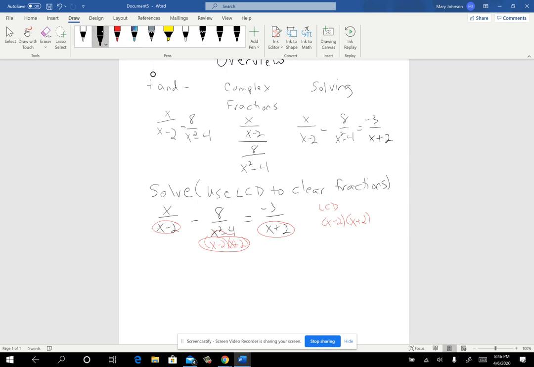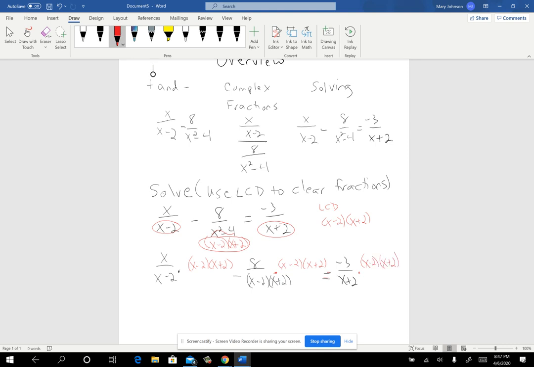Okay, so I'm going to take the x over x minus 2 and multiply by x minus 2, x plus 2. Then I'm going to have the minus 8 over the x minus 2, x plus 2. I'm just writing the factored form of the original denominator. Multiply it by x minus 2, x plus 2. And then take the negative 3 over x plus 2 and multiply over there by x minus 2, x plus 2.